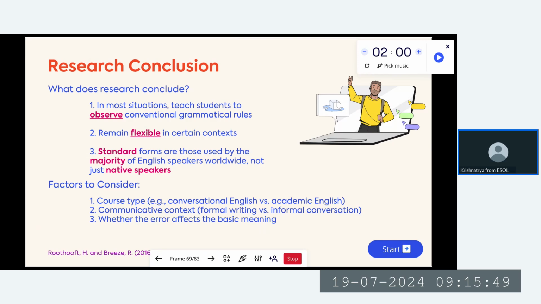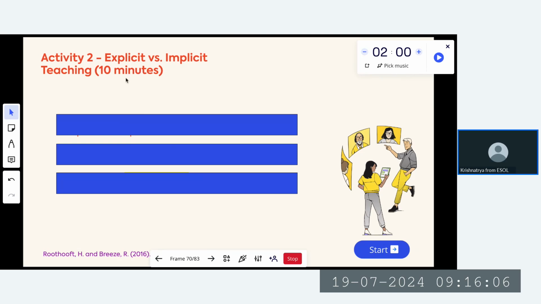Now I'm going to show you a concept that's super duper important. Please listen to the question carefully. Have you ever learned about explicit and implicit teaching? Let's discuss it very quickly. Do you know what is explicit teaching or implicit teaching, please?